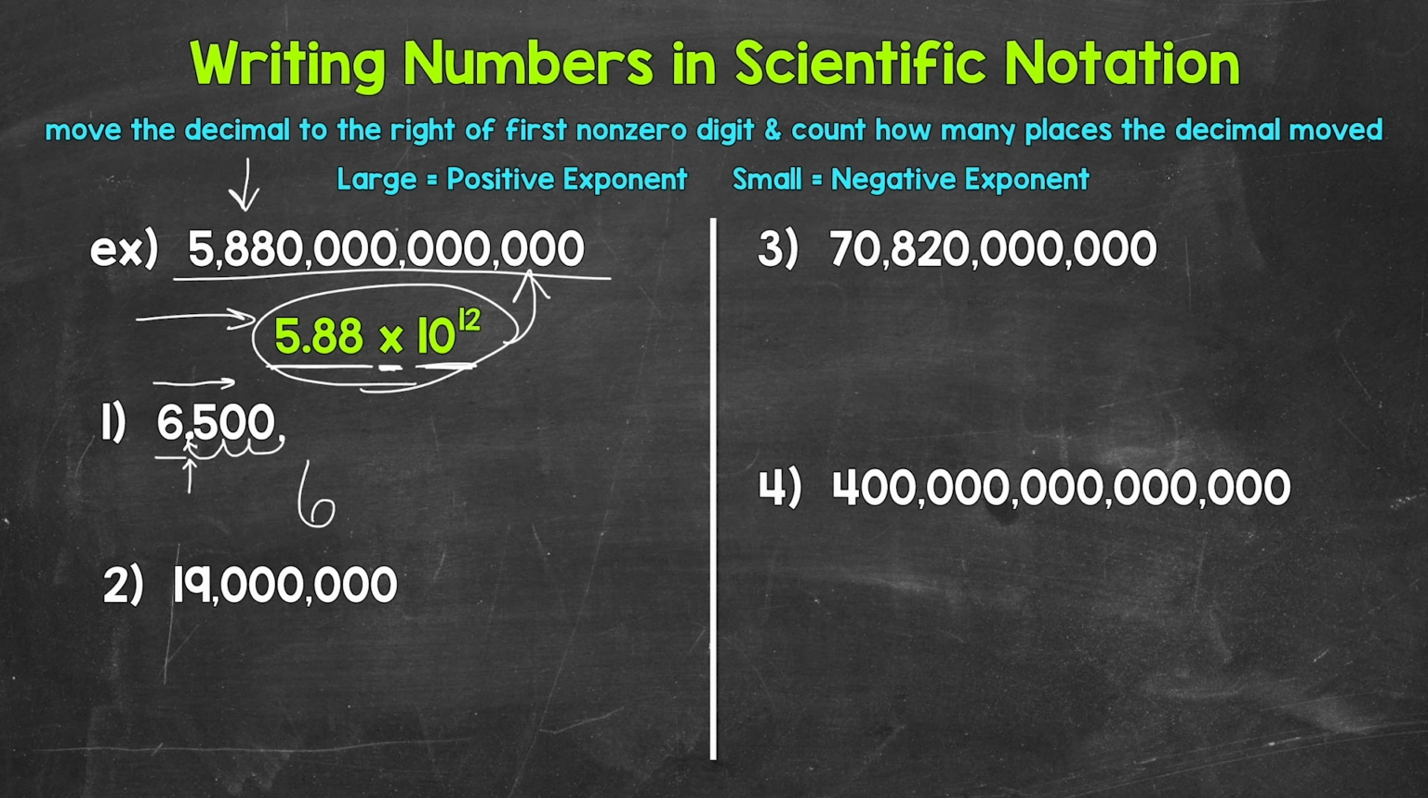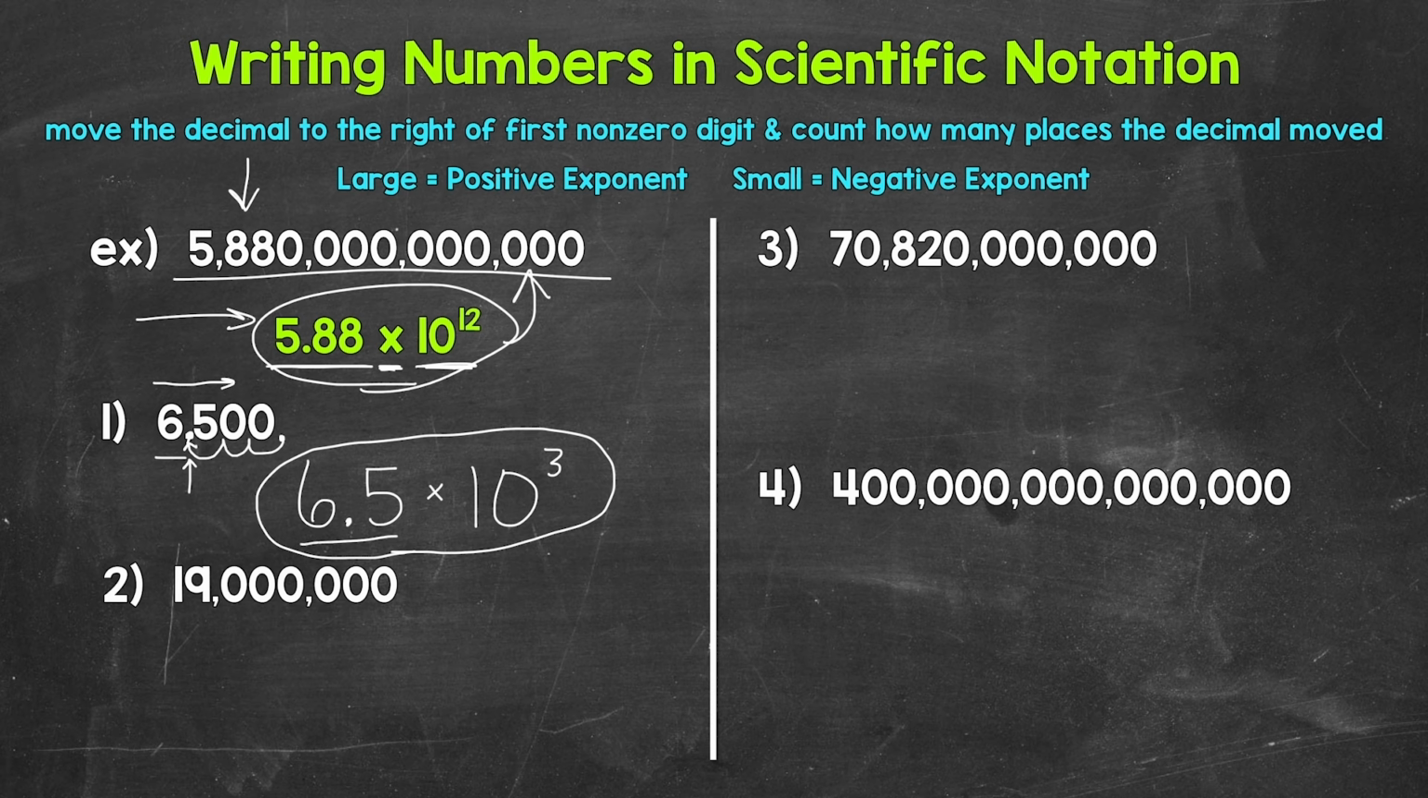So what we do, we write 6.5. Now we need to leave any zeros to the right off. We don't need those. We are condensing this number. And then we need to multiply this by a power of 10. Now we need an exponent. And our exponent is going to be how many places the decimal moved. And that was 3. So we need an exponent of 3 here. And this is our scientific notation. 6.5 times 10 to the power of 3. This is equal to 6,500.